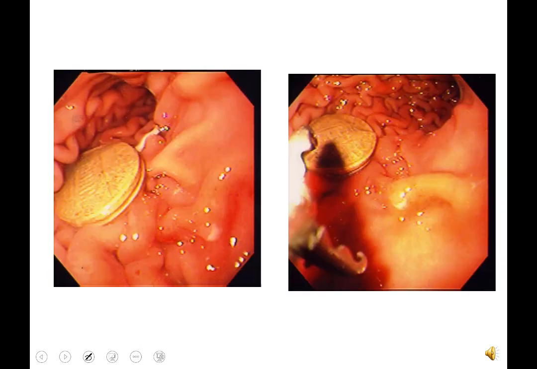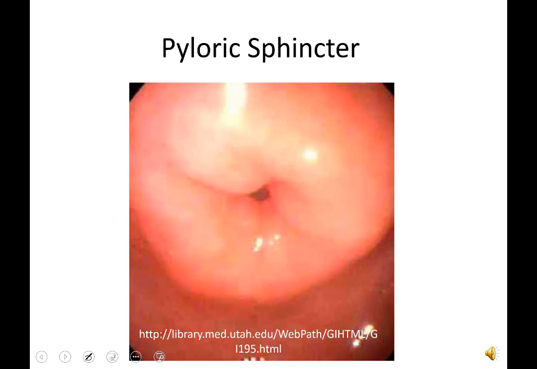This is a picture of a healthy stomach. It just has a penny in it for reference as far as seeing the size of the rugae. This is the pyloric sphincter. Again, it's like a donut. This is the perspective if you're in the small intestine.